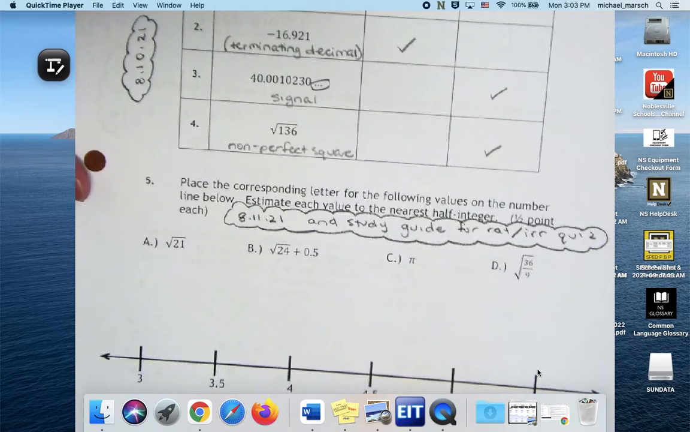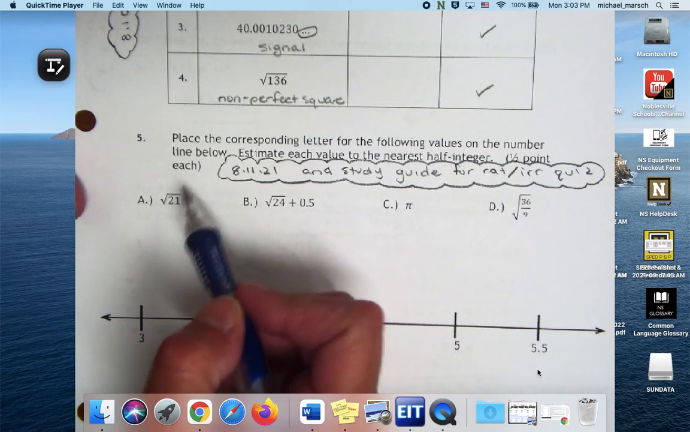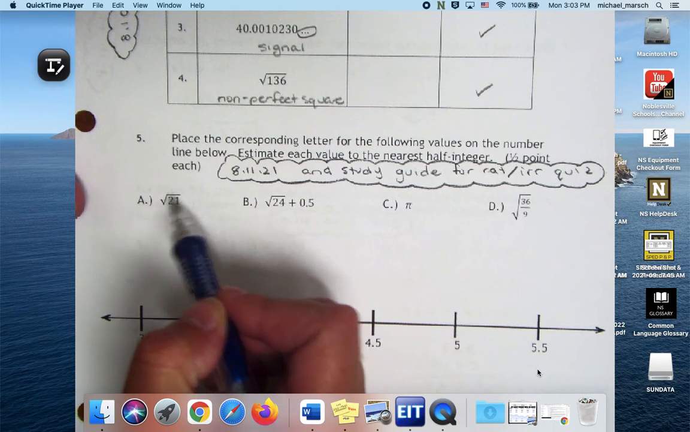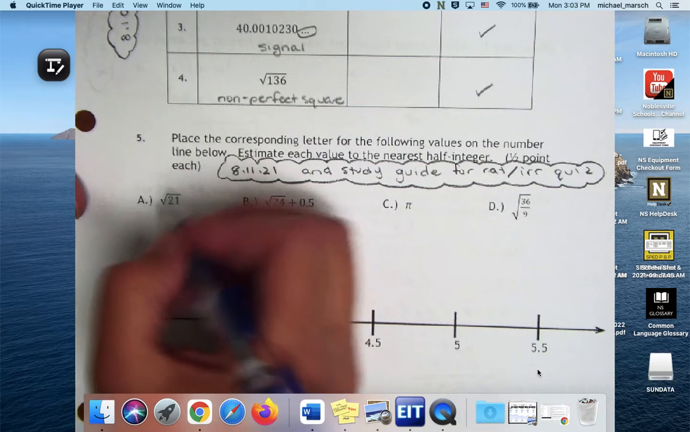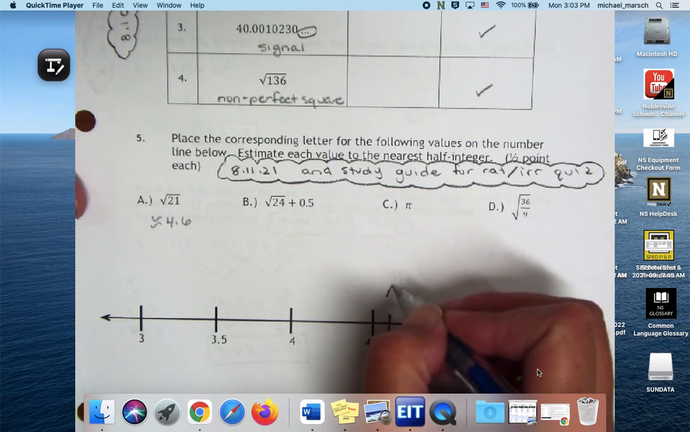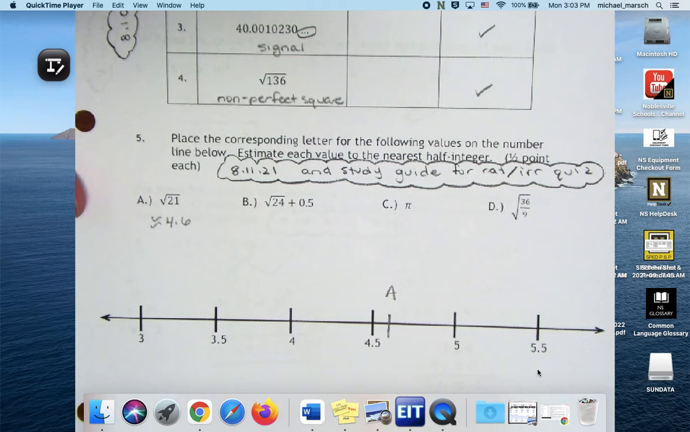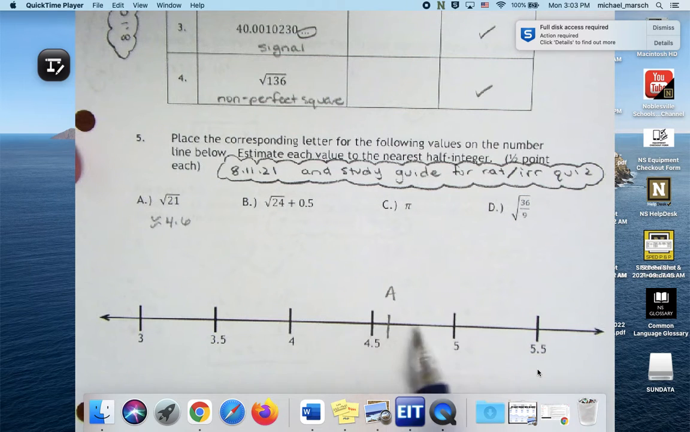And then down here where we're estimating, right? This is going to be between 4 and 5. It's closer to 5 because 21 is closer to 25 than 16. So I estimated this like 4.6. Or if you put it at 4.5, I would take that. Does it have to be exactly right? Anything over 4.5 and in between here I would take.